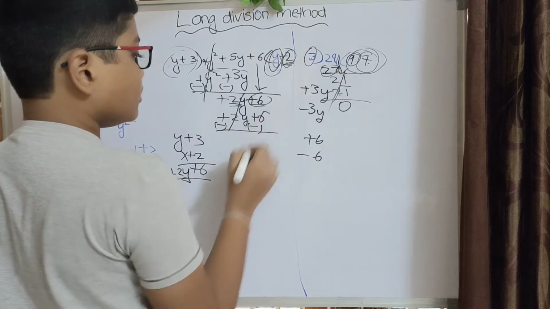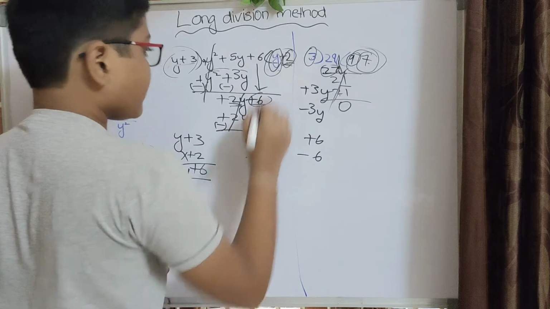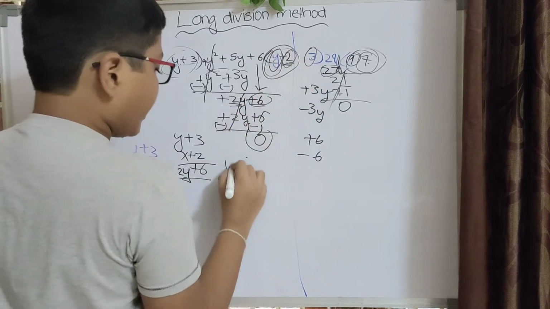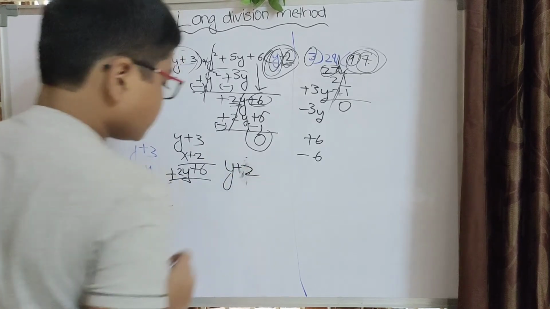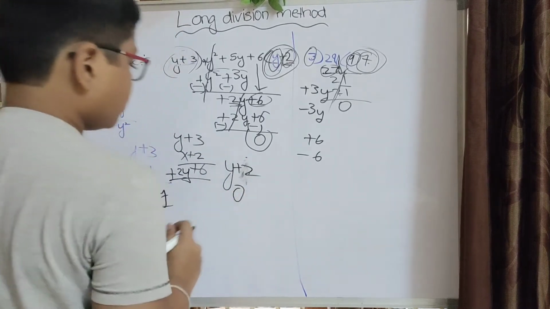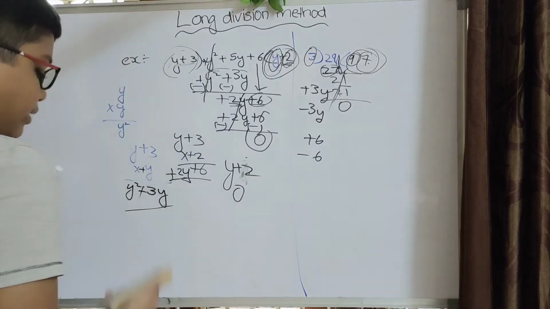Only down 1. Now 6 minus 6 is 0. Remainder is 0 and quotient is y plus 2. Sorry, quotient is y plus 2 and remainder is 0. Now again we will take one more example.